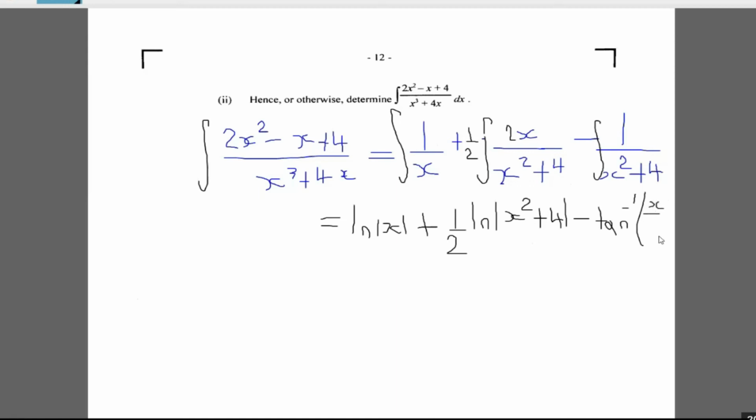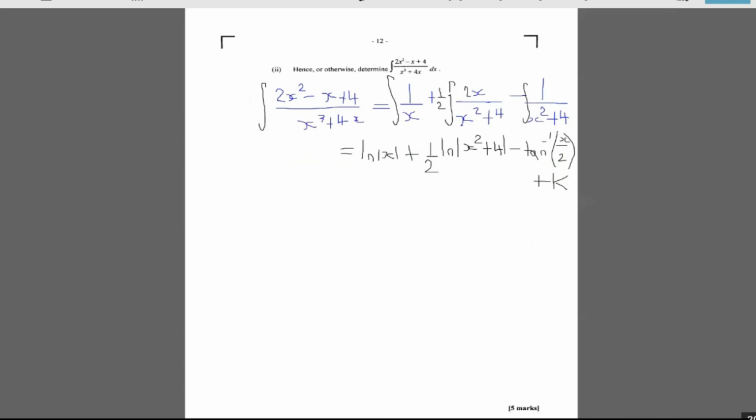All right, and so that's the answer. Of course, you can put plus your constant of integration. So just to finish, you can just put plus k. Right? Easy, soft. This question was so soft. Too easy, I can't give it 5 marks. They're giving away 5 marks.